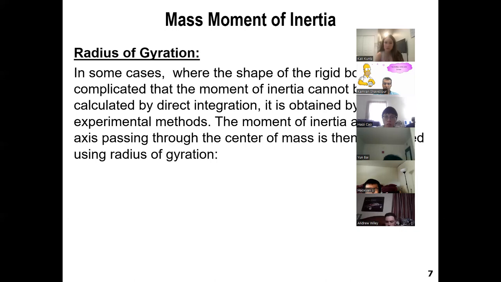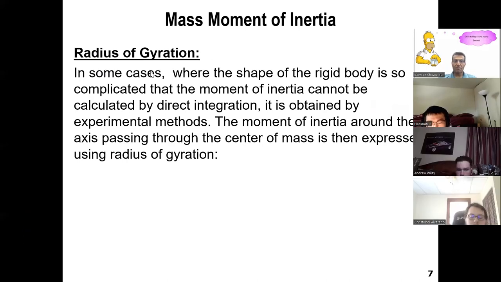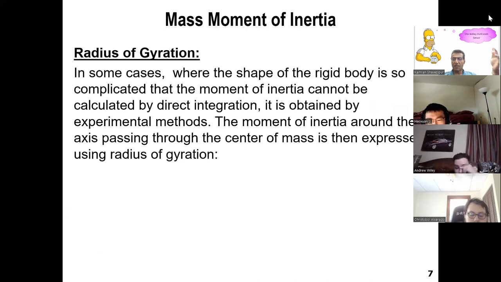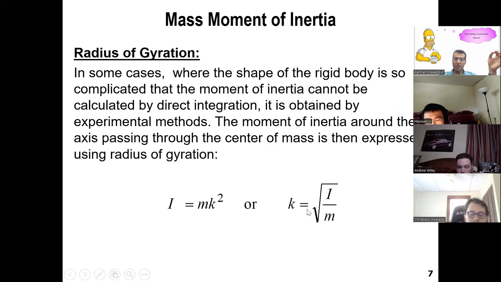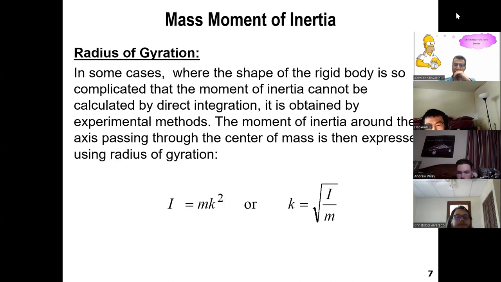Okay, let's go back to the slides. Now, this is the explanation. In some cases, when the shape is complicated, you cannot calculate the moment of inertia by integration, or it might be very difficult. They may have experimental ways of determining the I. And then instead of giving you the value of I, they give you the radius of gyration, and from the radius of gyration, you can simply calculate I. Any question?